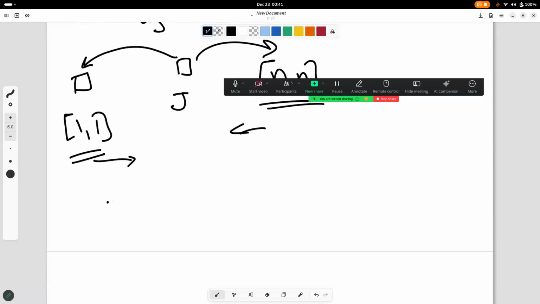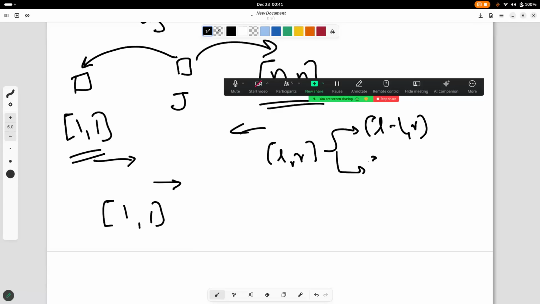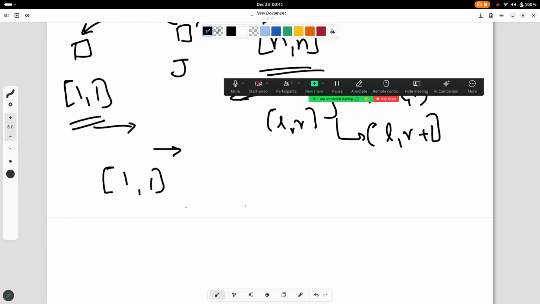Basically, if you observed up to now, all the ranges are expanding one place at a time, like from LR you can go to L minus 1, R or L, R plus 1. You're expanding one place at a time.